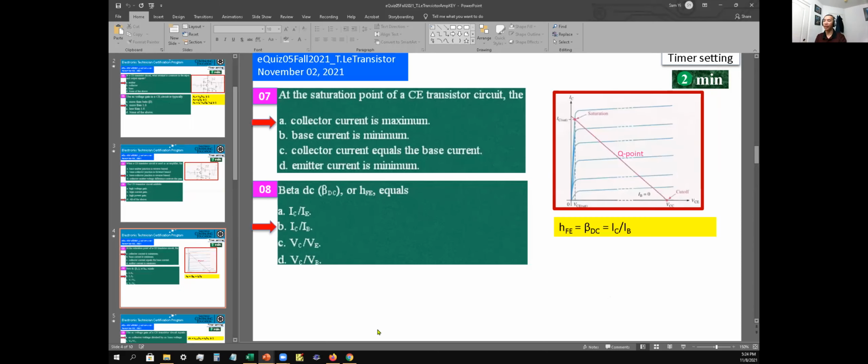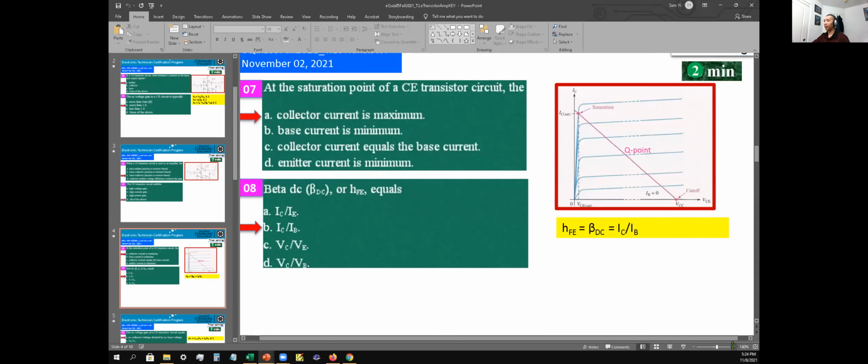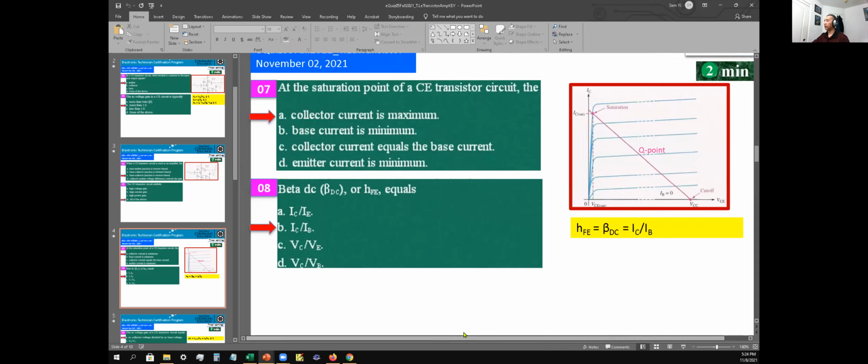Nope. Okay. Let me see if I can enlarge this one a little bit bigger. Number 7, at saturation point of a CE transistor circuit, the collector current is at maximum. Right here, it's showing at saturation. At saturation, we get the maximum amount of current possible in the transistor. So that's your IC at saturation, the collector current is at maximum. So the answer is A as in apple for number 7.